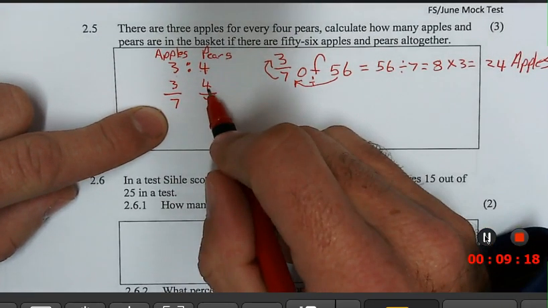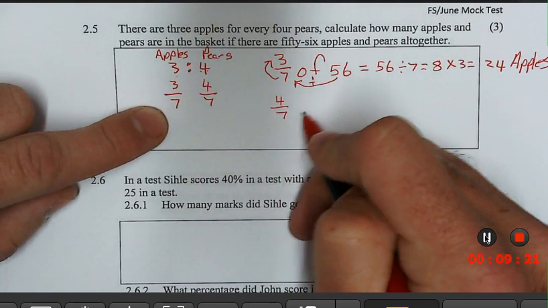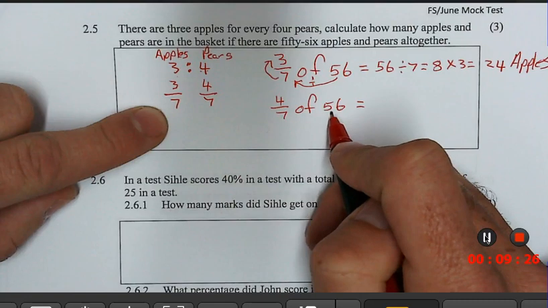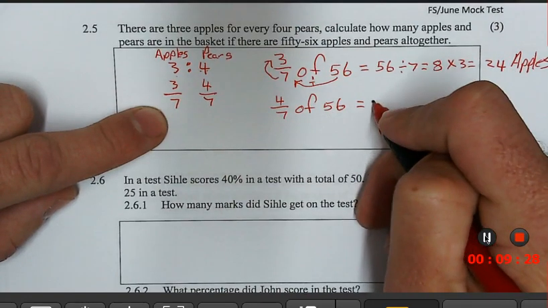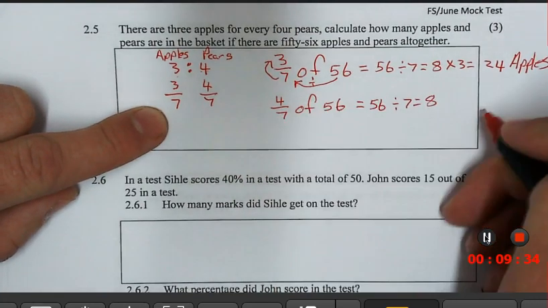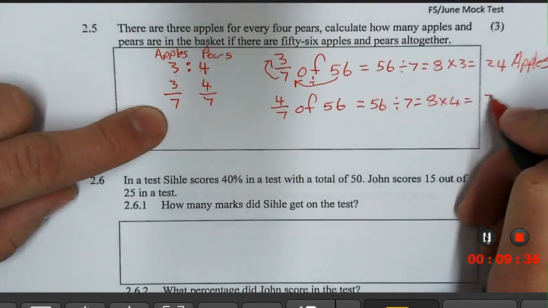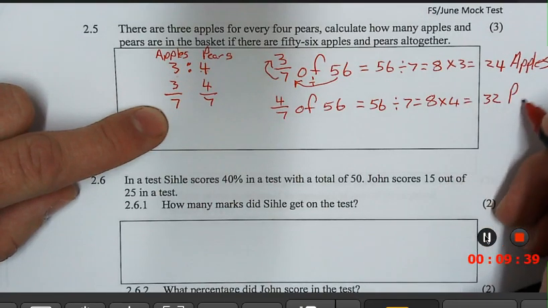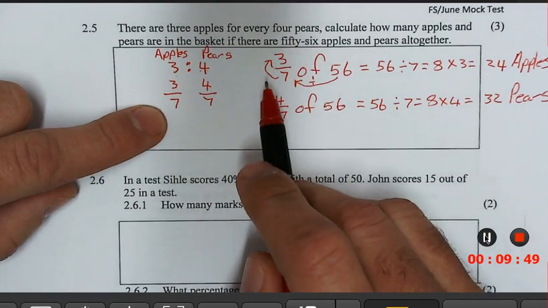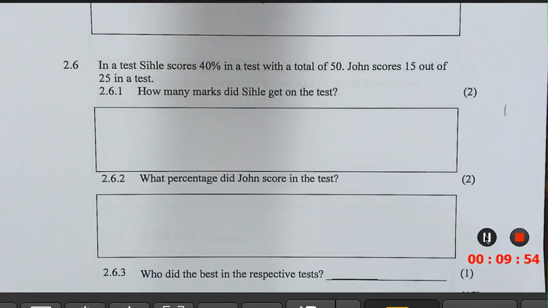Okay, and then the next one, 4 sevenths are pears, so 4 sevenths of 56. Use the "of" method again. 56 divided by 7 we already know is 8. Then I times it with the top, times 4 will give me 32. So there are 32 pears. Okay, just to check the answer, we can add these two. If I add 24 and 32, I will get my 56 again.